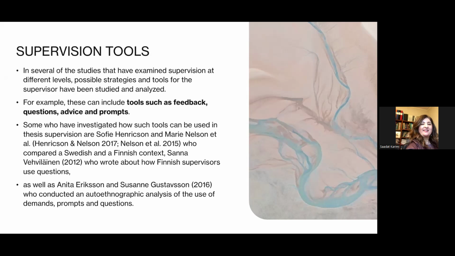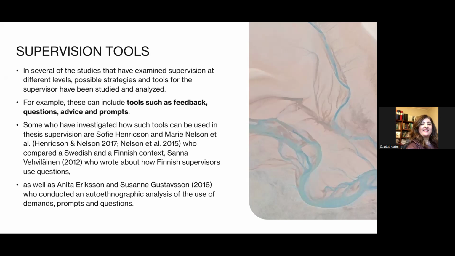So, what kind of tools can the supervisor use, or should use? In several of the studies that have examined supervision at different levels, possible strategies and tools for the supervisor have been studied and analyzed. For example, these can include tools such as feedback, questions, advice, and prompts.